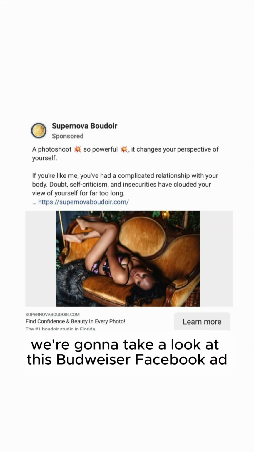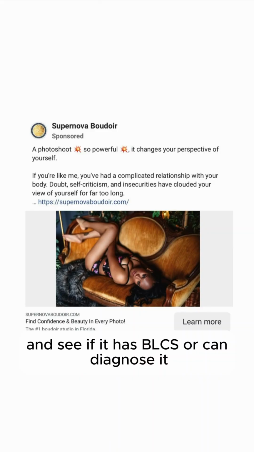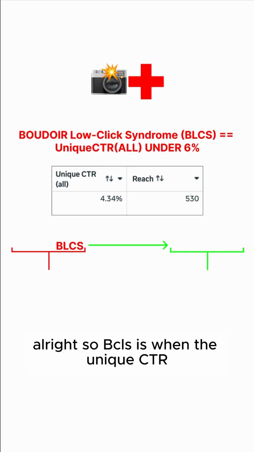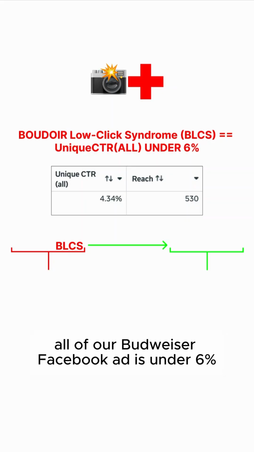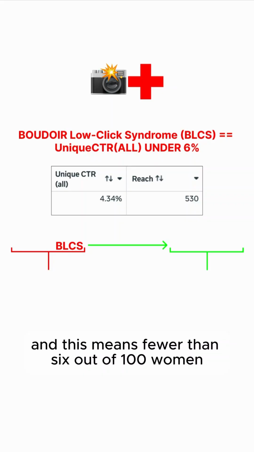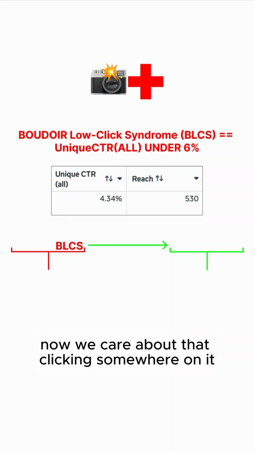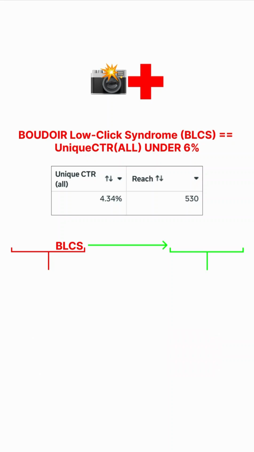All right, y'all, we're going to take a look at this Boudoir Facebook ad and see if it has BLCS. We're going to diagnose it, see if it has BLCS, aka Boudoir low click syndrome. BLCS is when the unique CTR all of our Boudoir Facebook ad is under 6%. This means fewer than 6 out of 100 women are clicking on our Boudoir Facebook ad, and we care about them clicking somewhere on it.